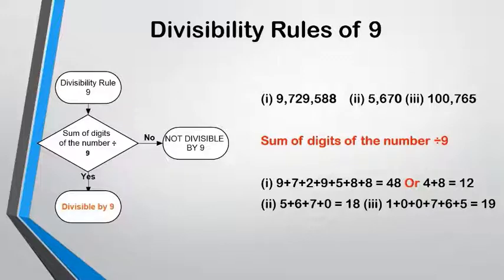1 plus 0 plus 0 plus 7 plus 6 plus 5 is equal to 19. 1 plus 9 is equal to 10. We can add it again, which is equal to 1 plus 0, which is equal to 1. 1 is a factor of 9, but not a multiple. So this number is not divisible by 9.